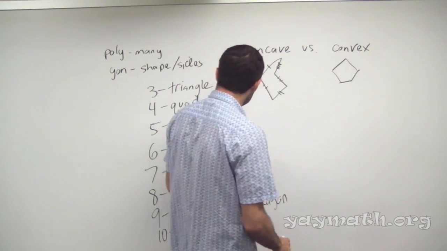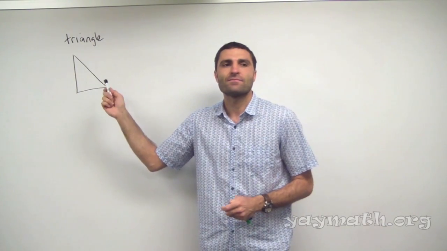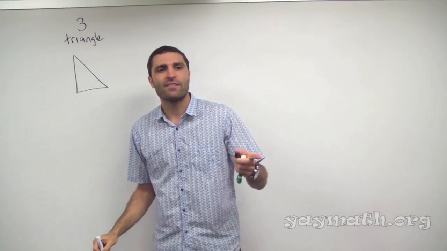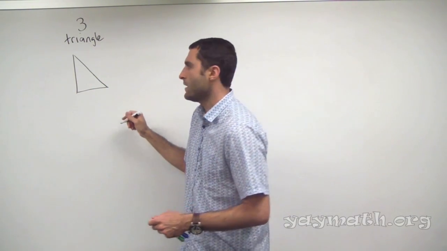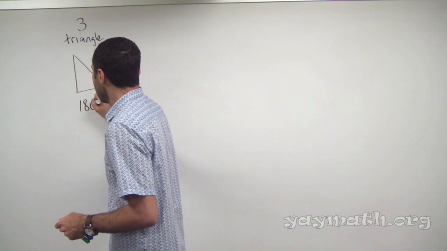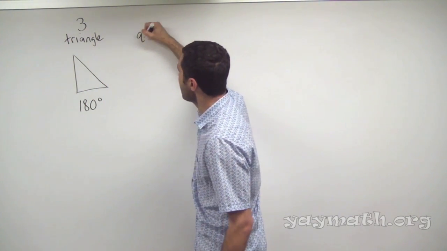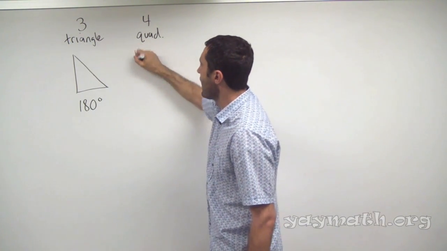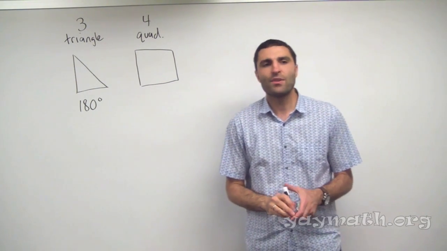Now let's have some fun with angles. How many sides does a triangle have? 3. How many degrees? 180. Always 180. How many sides in a quadrilateral? 4. And how many degrees? 360.